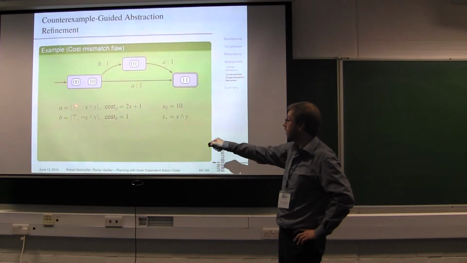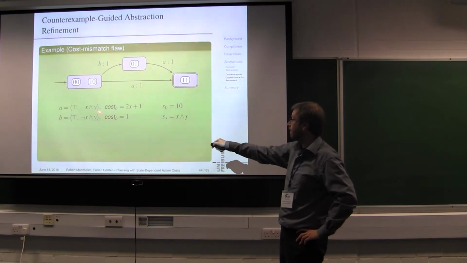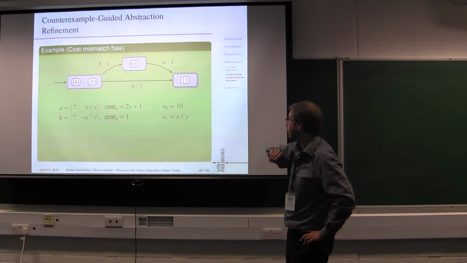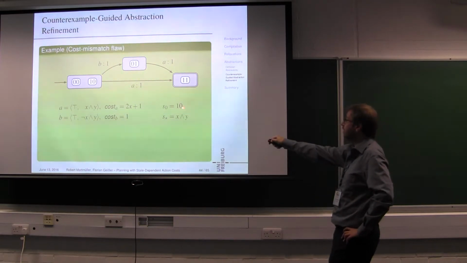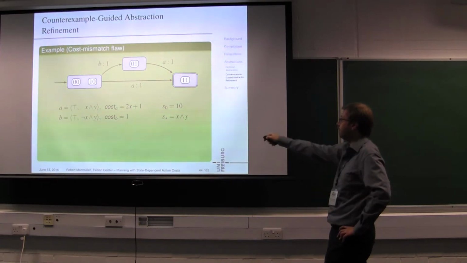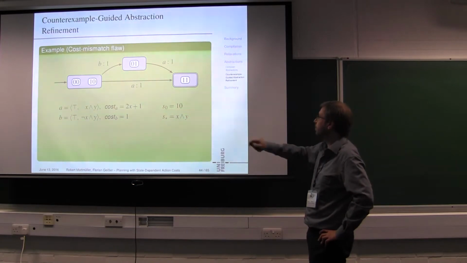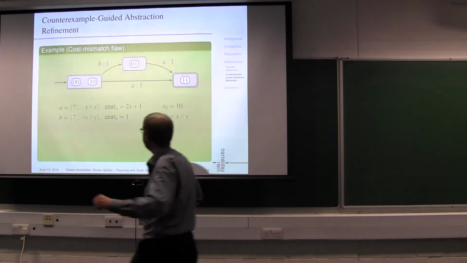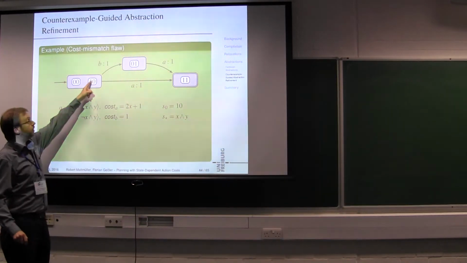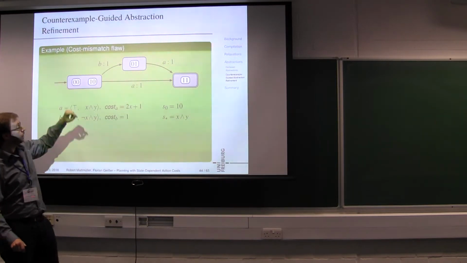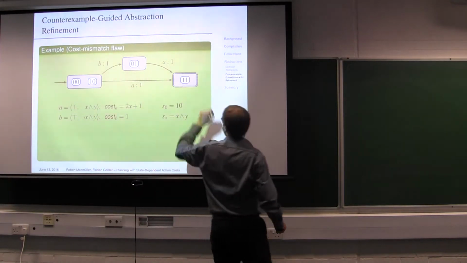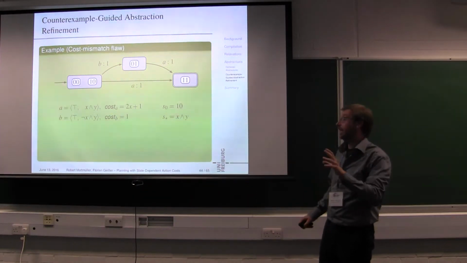Again, two actions, A and B, both always applicable. A makes x and y true, B makes x false and y true. B costs 1 and A costs 2x plus 1. Initially x is 1 and y is 0, and we want both to be true. So initially, the concrete initial state is this one. It's lumped together with 0, 0 in the abstract initial state. And this is the concrete goal, the concrete and abstract goal state.